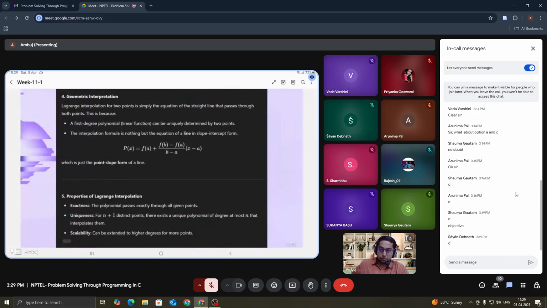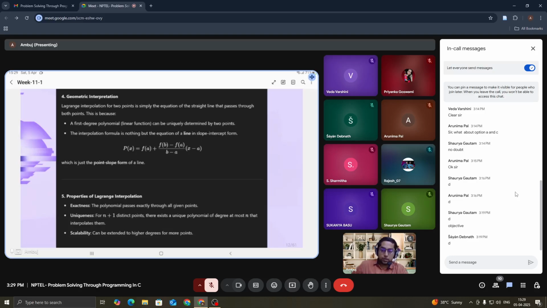What is the geometric interpretation? The Lagrange interpolation polynomial for 2 points is simply the equation of a straight line passing through both the points. It's a first degree polynomial which can be uniquely determined by the 2 points. The interpolation formula is nothing but the equation of the line in slope intercept form. So P(x) is f(a) plus (f(b) minus f(a)) over (b minus a) times (x minus a), the point slope form of the equation of the line.